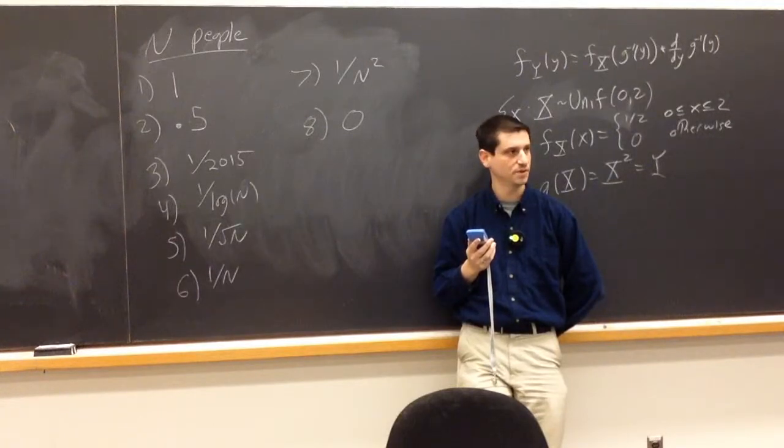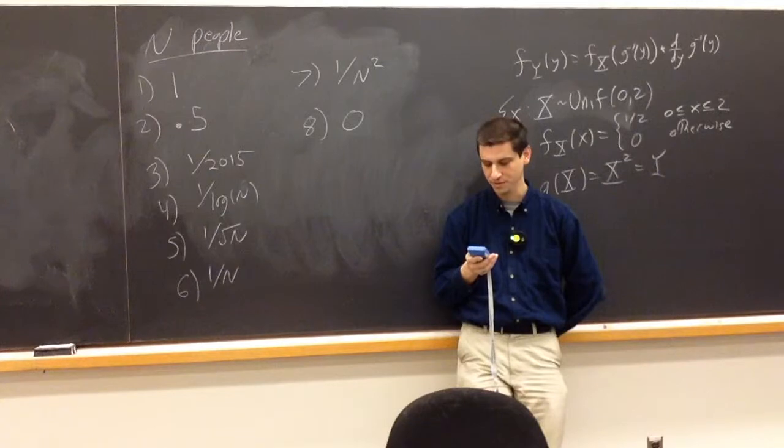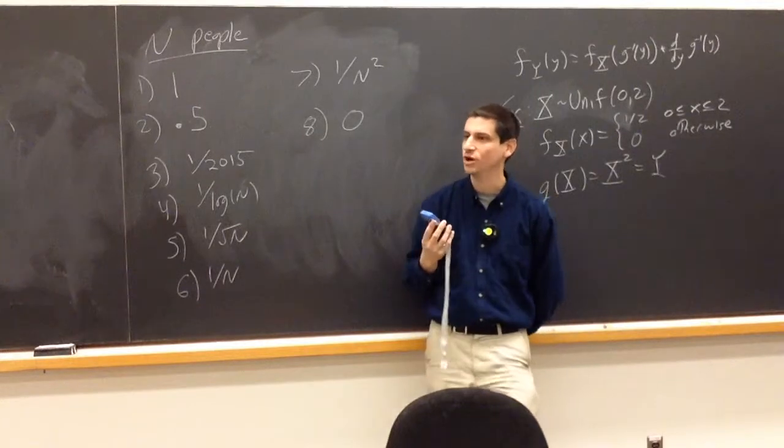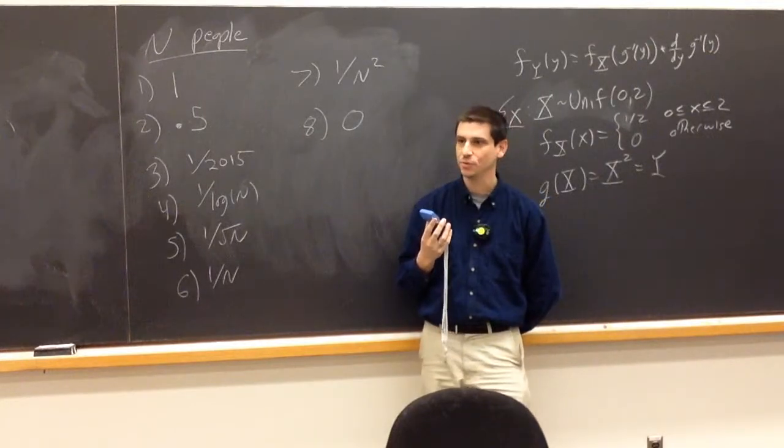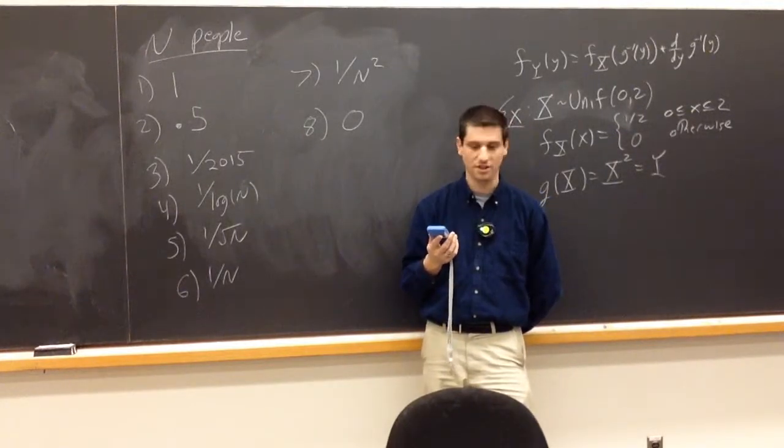Polls are open. Four people have voted. We have 13 seconds left, 12 seconds left. What do you think is your best probability? What do you think is closest? This is hard.